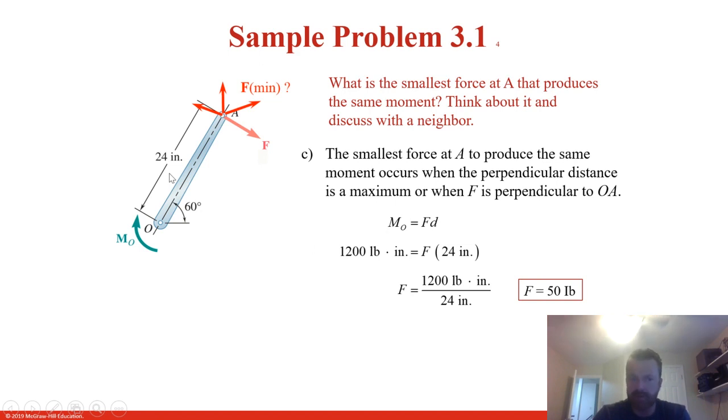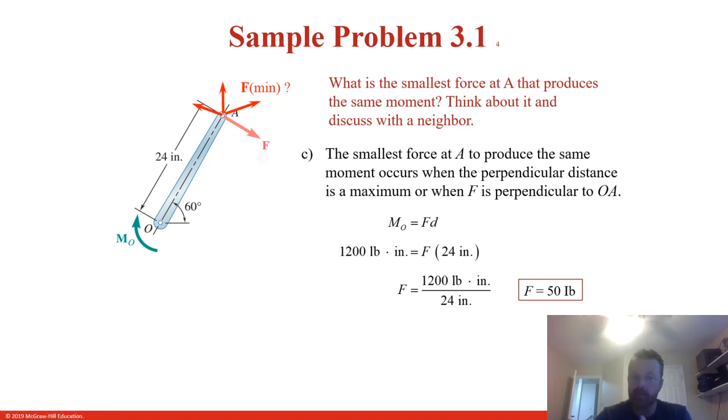It's not going to have that times cosine 60 or times sine of 60. It's just going to be 24. So what we're basically going to do is find out what force we can multiply by 24 to get the moment or the torque that we've looked at in the last two examples, which is 1,200 pound inches. If you solve for that, you'll find you only have to exert 50 pounds of force if you fully use this 24-inch lever arm.